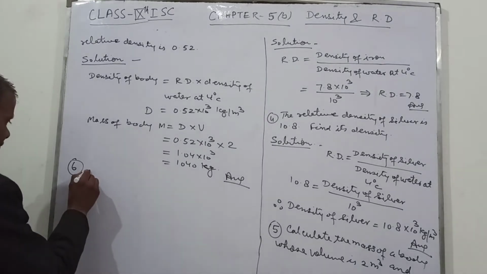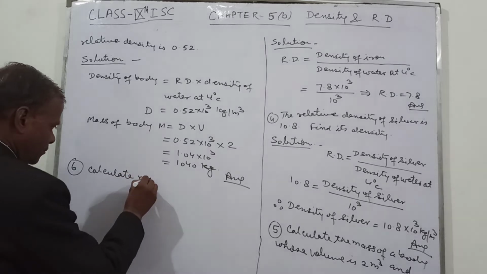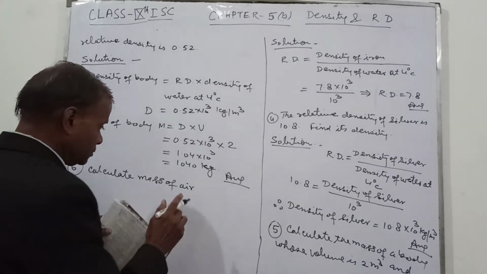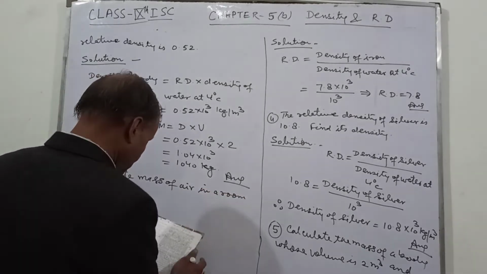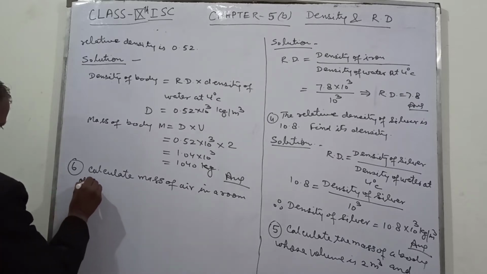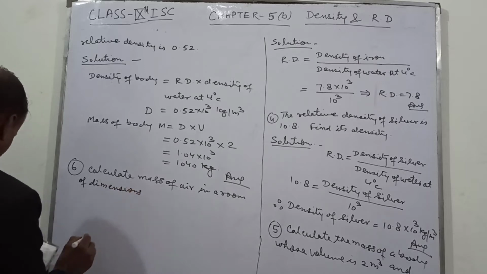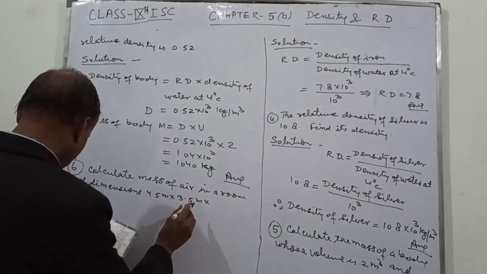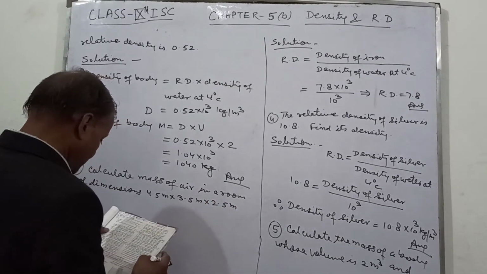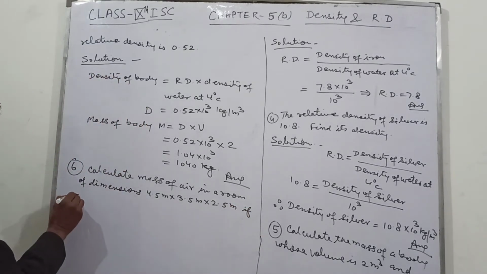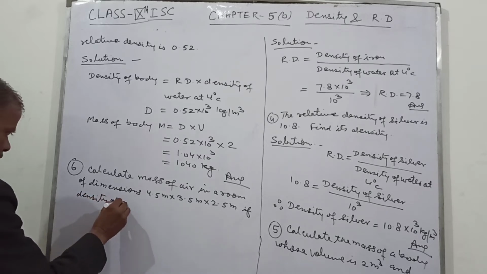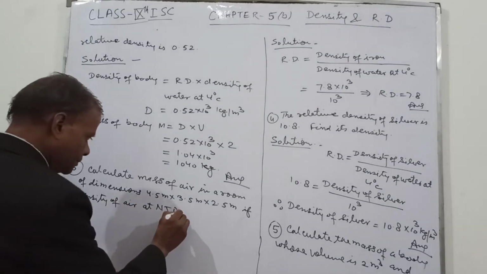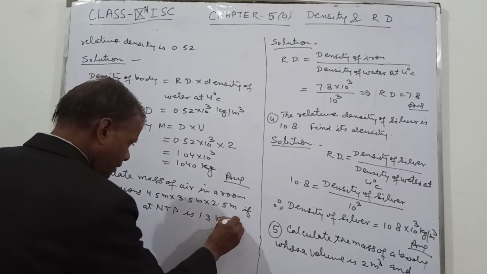Calculate the mass of air in a room of dimensions 4.5 meter into 3.5 meter into 2.5 meter, if the density of air at NTP is 1.3 kilogram per meter cube.